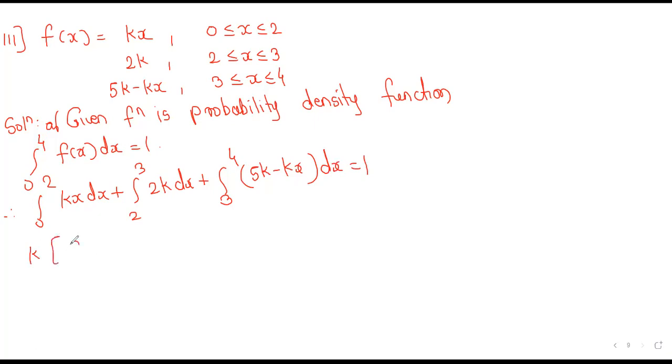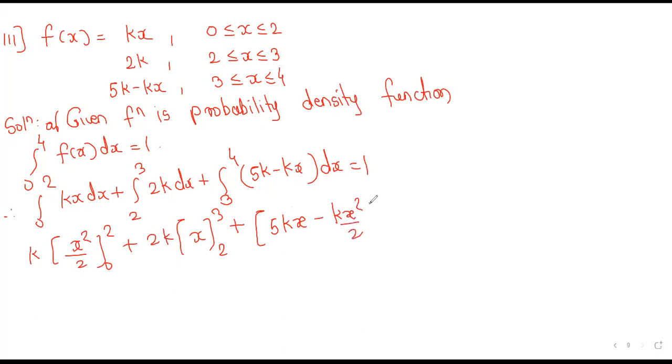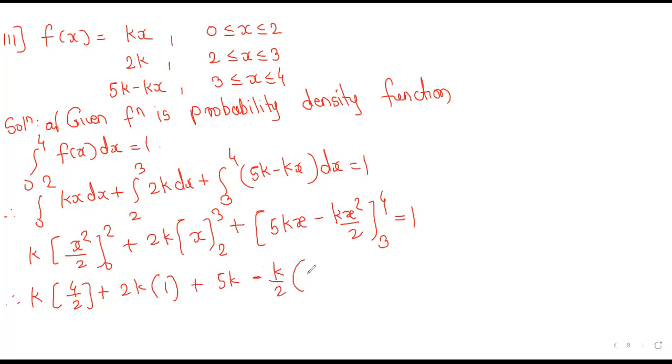So k into x square by 2 from 0 to 2, plus 2k into x from 2 to 3, plus 5kx minus kx square by 2 from 3 to 4 is equal to 1. Okay. So, which is equal to k into 4 by 2, that is 2, plus 2k into 1, plus 5k minus k by 2 into 16 minus 9 is equal to 1.